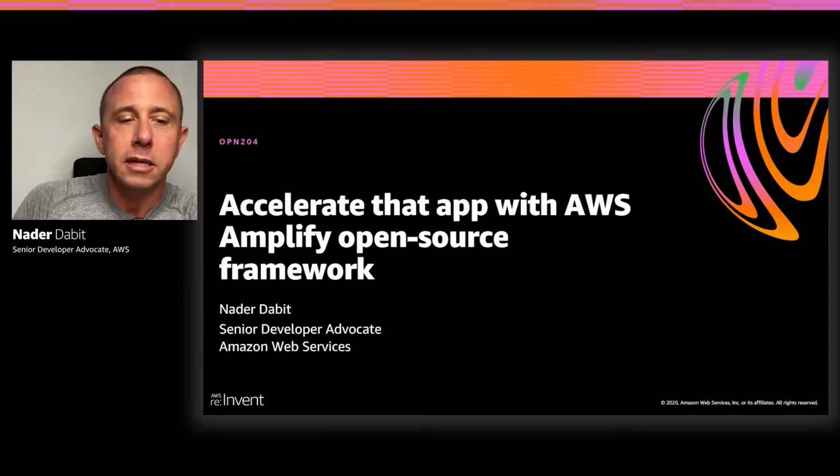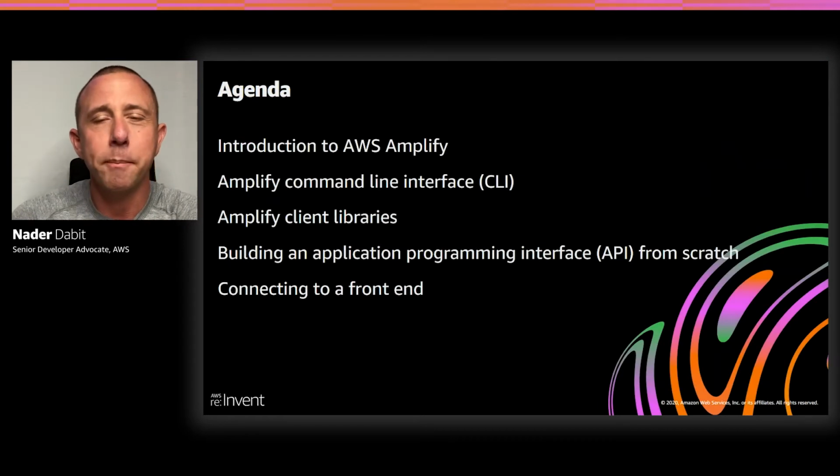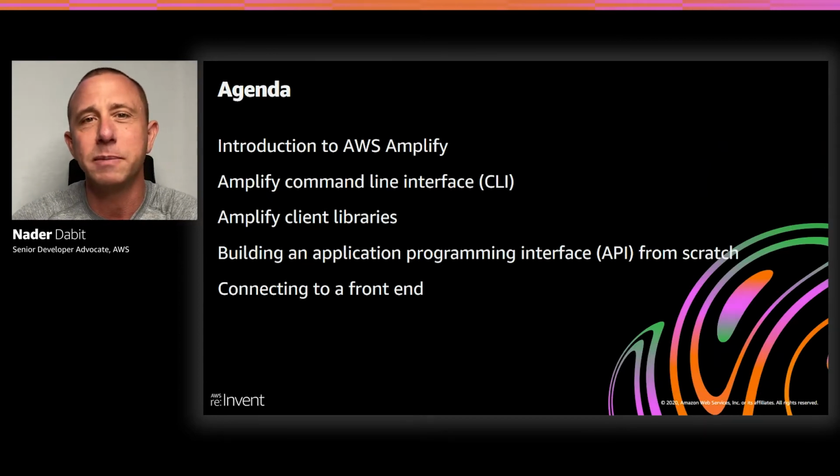So this session is broken up into a few parts. We're going to be doing some slides, and we're going to be doing a live coding demo. So we're going to do an introduction to AWS Amplify, talking about the difference between the console service and the open source framework. We're going to walk through the pieces of the open source framework, which are the CLI and the client libraries. And the live coding demo is going to show you how to build a full stack app from scratch and then connect it to a React front end.